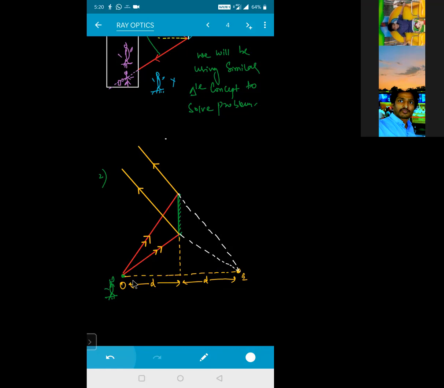Isn't it, sir? Yes. So if this is an object, what is the field of view? Now this is your field of view, FOV. So if I'm standing here, can I see the image? No, sir. If I'm standing somewhere here, can I see the image? Yes, sir. So I can see this image if I'm in this region.